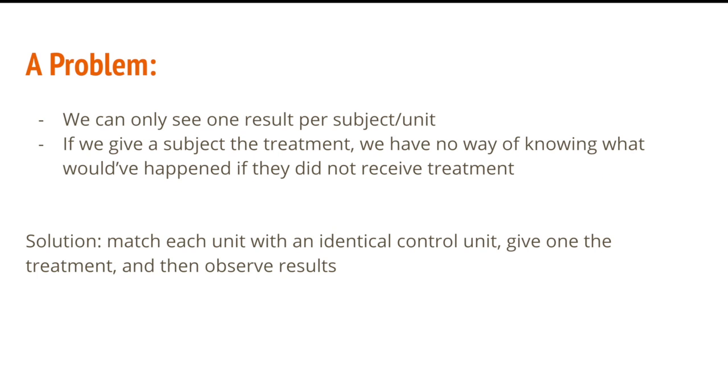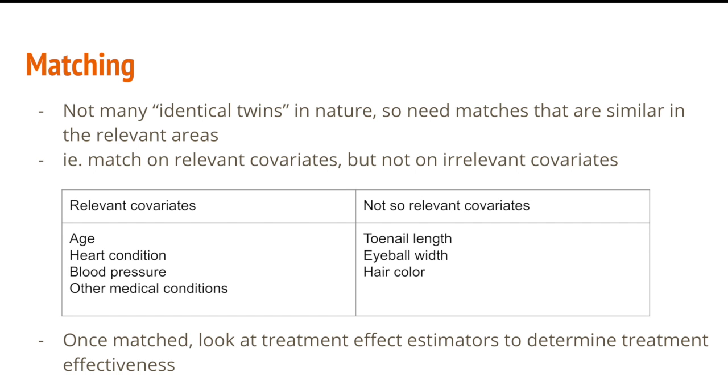One problem here is that you can only see one result per subject or unit. So if you give a subject your treatment, you have no way of knowing what would happen if they didn't receive the treatment. So it can be a bit difficult to tell if your treatment's actually working. One solution to this problem is to match each unit with an identical control unit, give one the treatment, and then observe what happens. That's basically the idea of matching: you would match each treatment unit to an identical control unit.